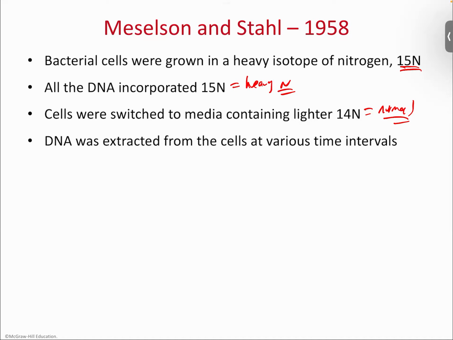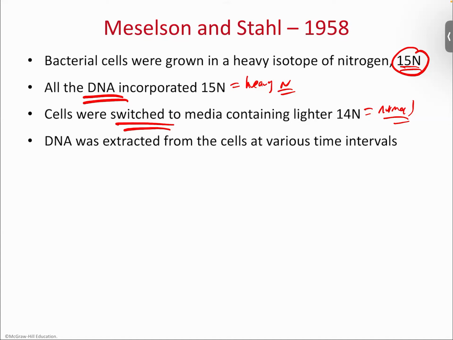So what they did was they grew bacteria in heavy nitrogen. What does that mean? That means all the DNA that these bacteria were making was going to incorporate heavy nitrogen N15 into their bases, right? Their purines and their pyrimidines. They allowed them to do that for a little while, and then they switched them to the light nitrogen media.